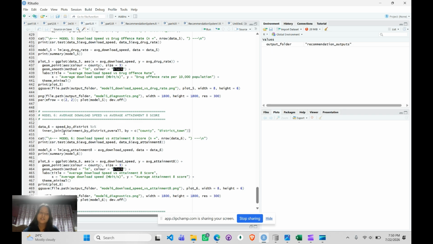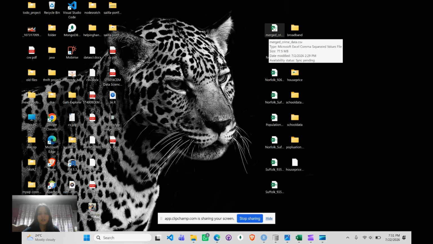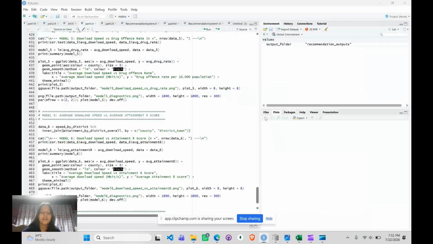So the next step was data collection. I collected four official datasets from UK government sources. Here you can see my CSV files, and I merged them into different files. The first data set was HM Land Registry Price Paid, which contains information about residential property sales.